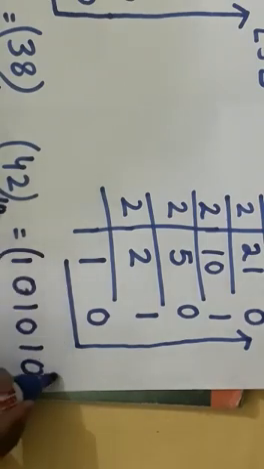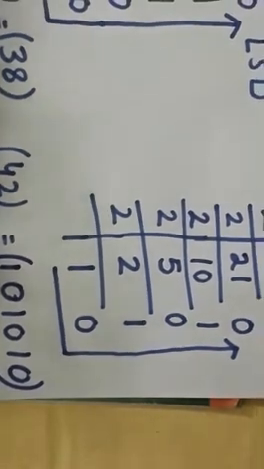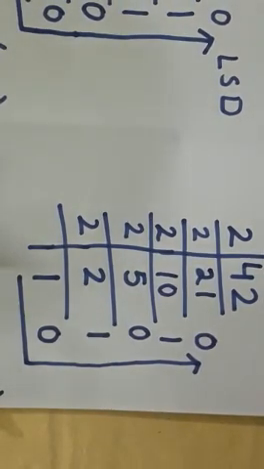I hope all of you understand, children, and will give the base 2. So this is a very easy method to convert decimal numbers into binary numbers. So children, you practice. Thank you.